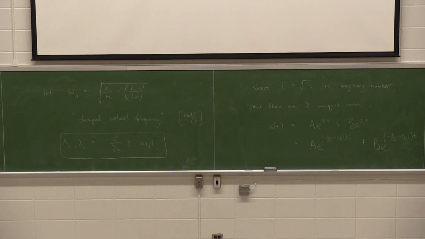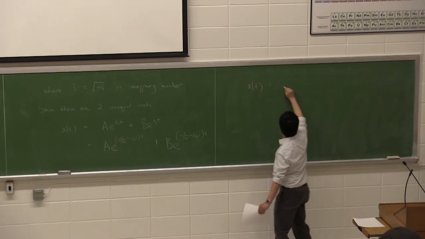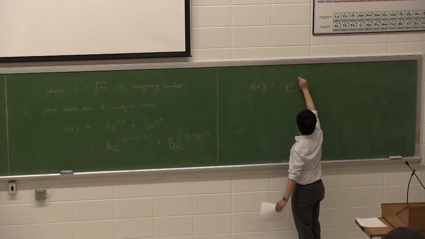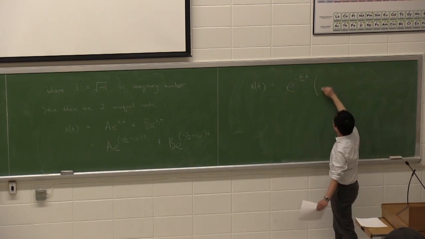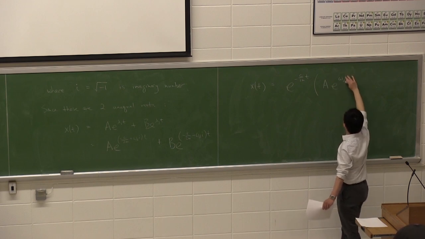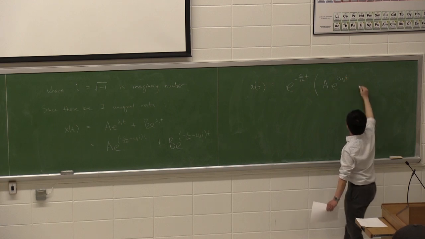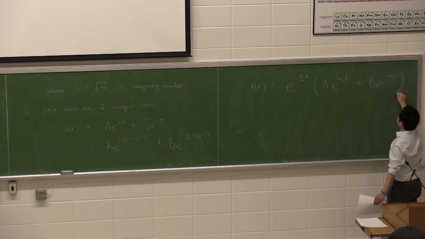So here's where I invoke some complex numbers. I'm going to do some factoring first. So my x of t is going to be, the one thing that's common is my exponential, e to the c over 2m t. OK, so I'm going to factor that out. Leaves me with a e to the omega d t i, like that. Like the following.